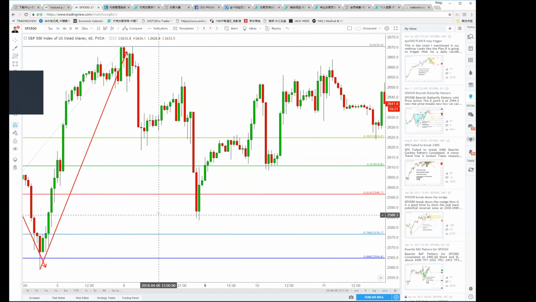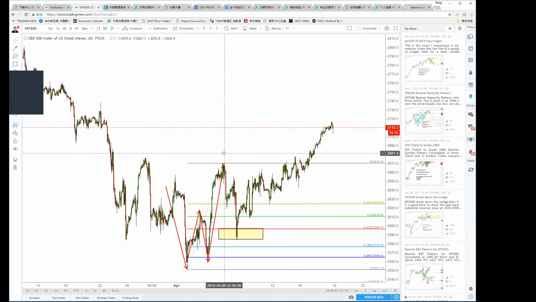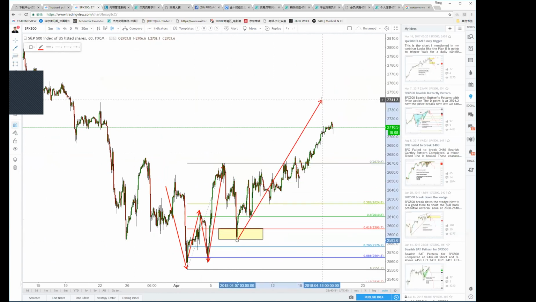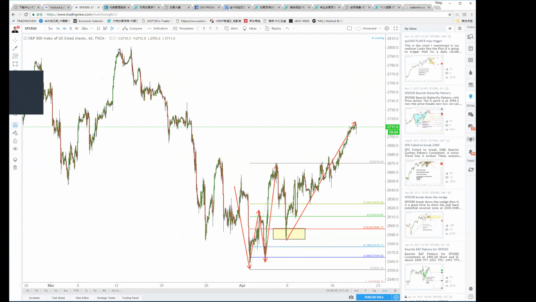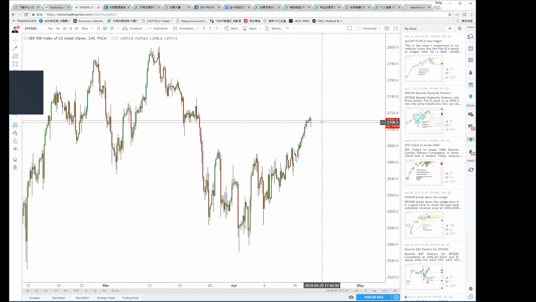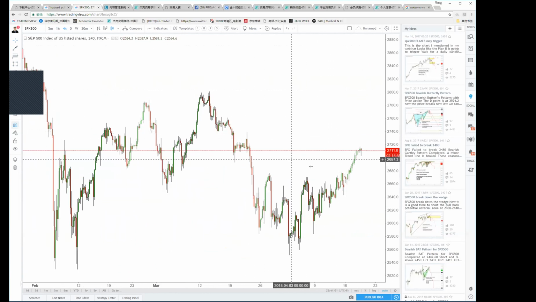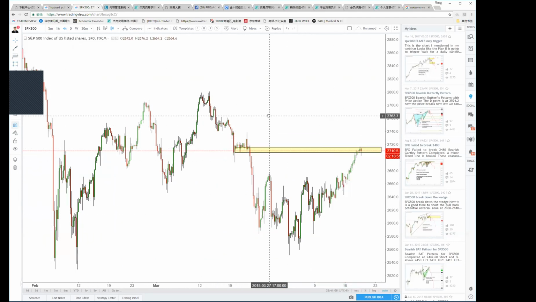You can see that this is a very nice place to buy this 618 pullback, and price just rallied a lot. And right now the SPX has already reached my target, so it's good to take all your profit on long trades, or 90% of your buying trades, and take profit here because this is a very strong structure.